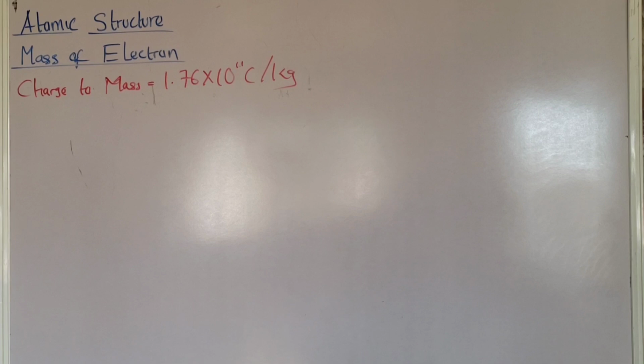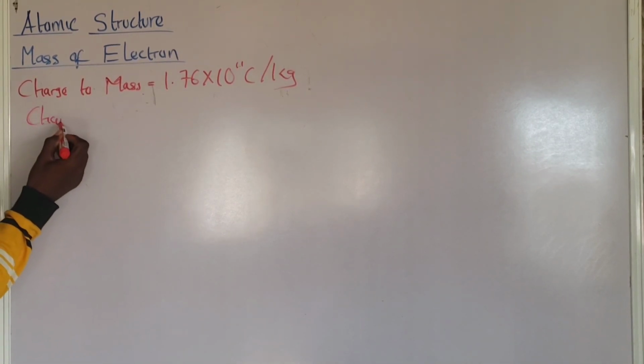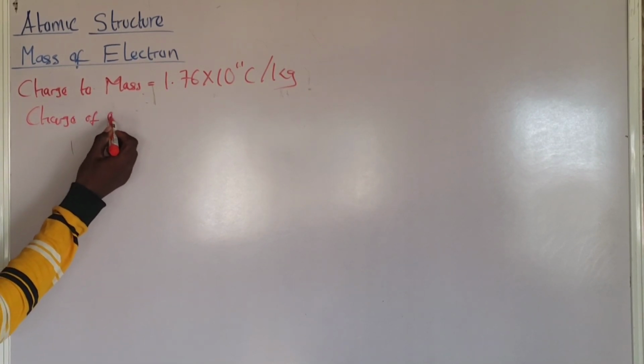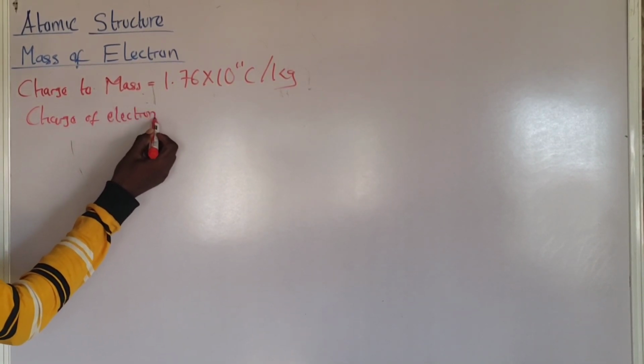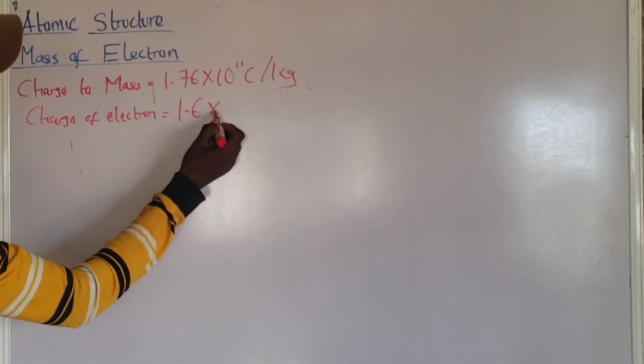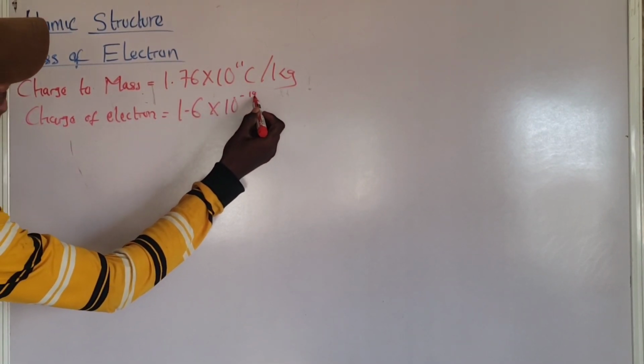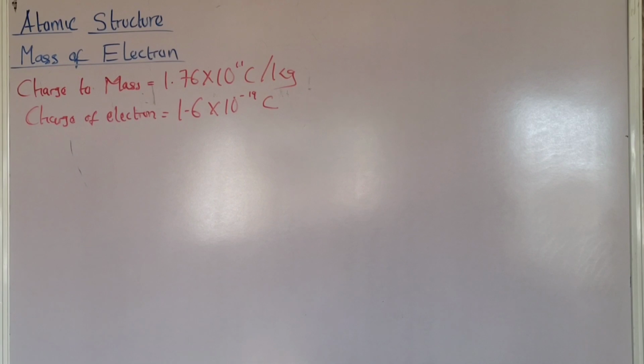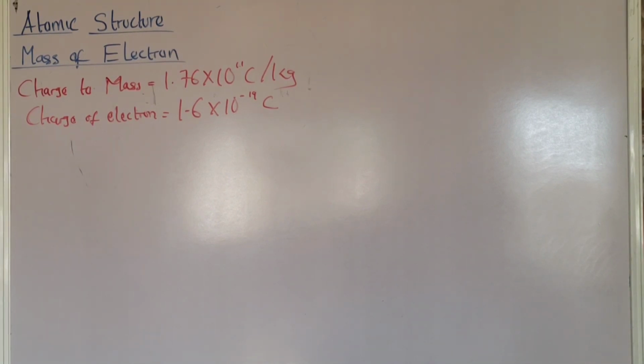In 1910, R. A. Millikan successfully measured the charge of the electron in his oil drop experiment and obtained 1.6 times 10 raised to the power of negative 19. The charge of electron is equal to 1.6 times 10 raised to the power of negative 19. That is the value that was obtained by R. A. Millikan in his oil drop experiment as the charge of electron.